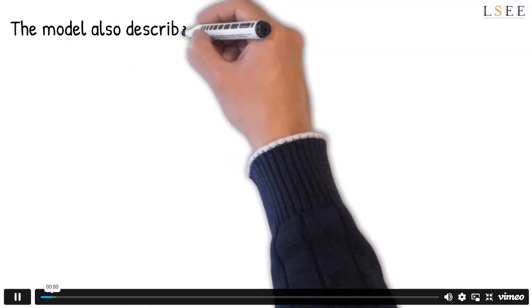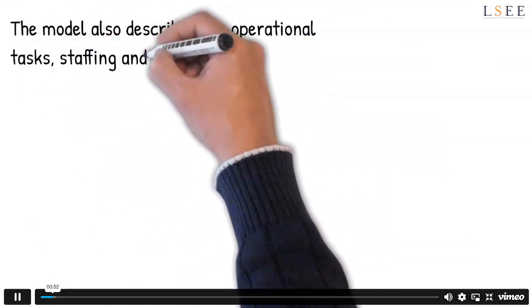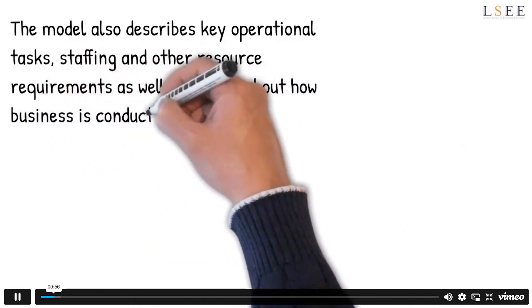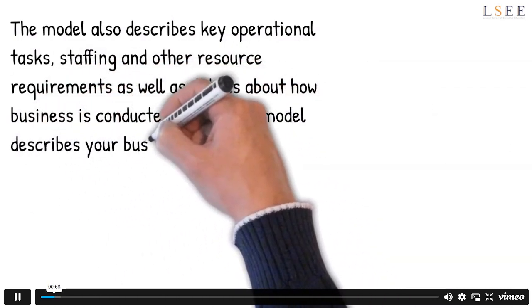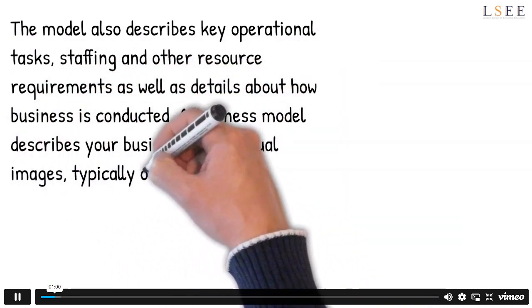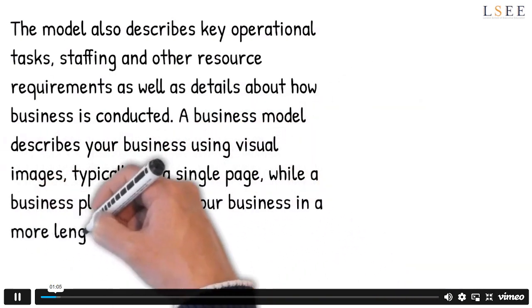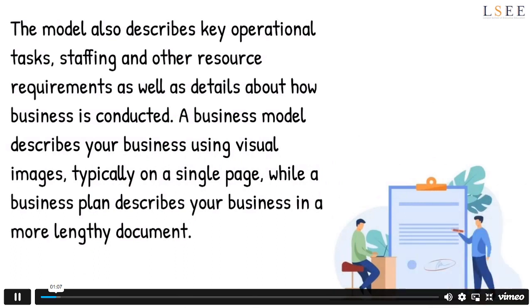The model also describes key operational tasks, staffing and other resource requirements, as well as details about how business is conducted. A business model describes your business using visual images, typically on a single page, while a business plan describes your business in a more lengthy document.